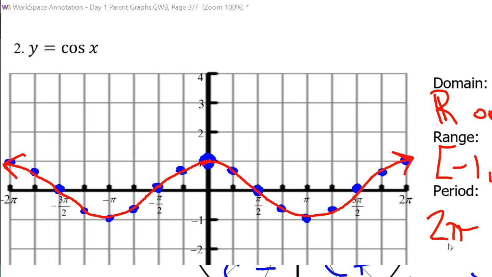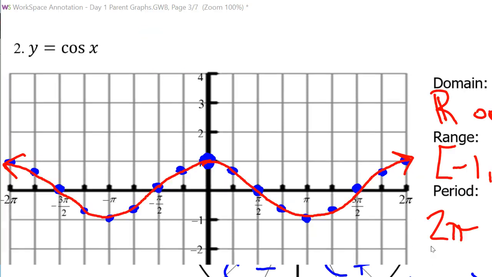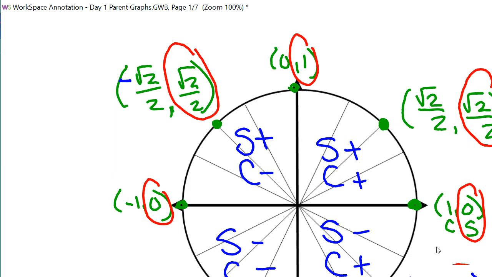Okay, parent function number 3 would be the tangent function. Now, using our unit circle to find the tangent function, tangent is sine divided by cosine. So to calculate the tangent, it's sine divided by cosine. So going back to my unit circle, sine divided by cosine. So starting with 0, sine divided by cosine would be 0 divided by 1.